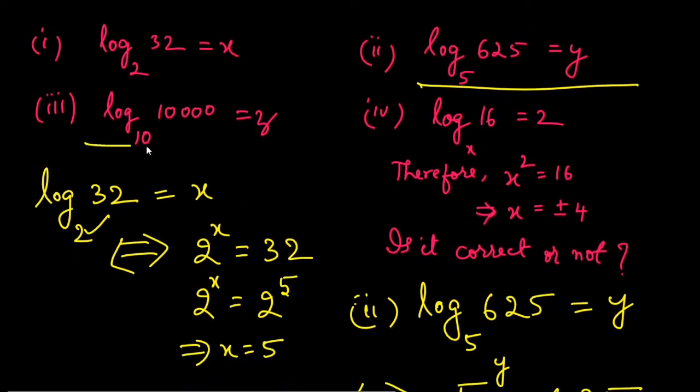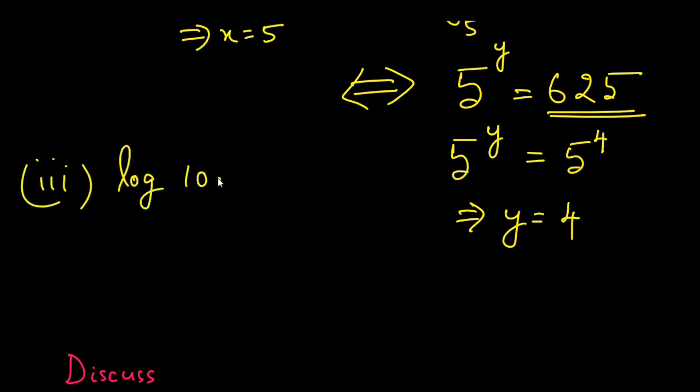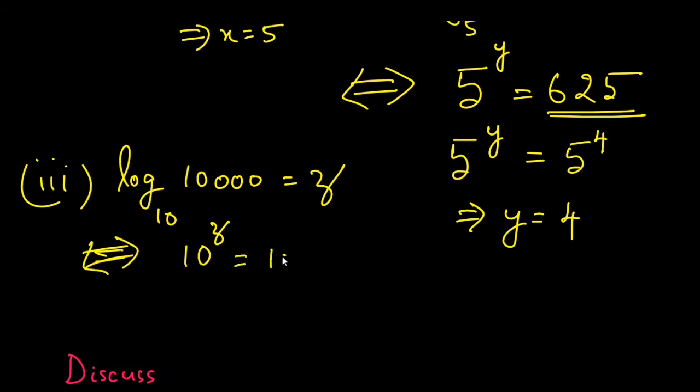Third one, log of 10,000 to the base 10 is equal to z. Now let us express it in exponential form. The base is 10 here, so 10 power z. The exponent should be the value of logarithm, is equal to 10,000.